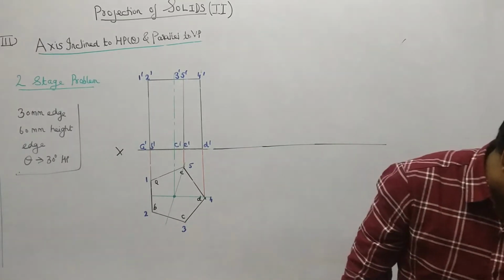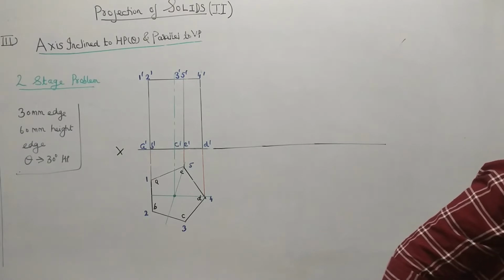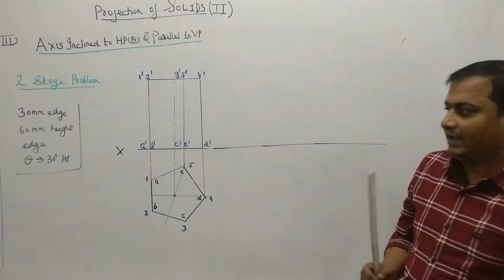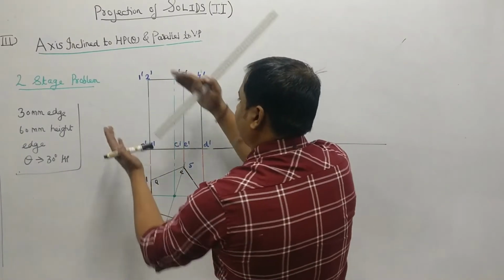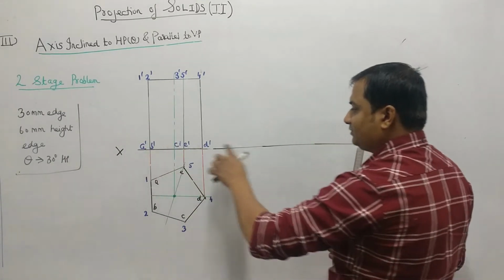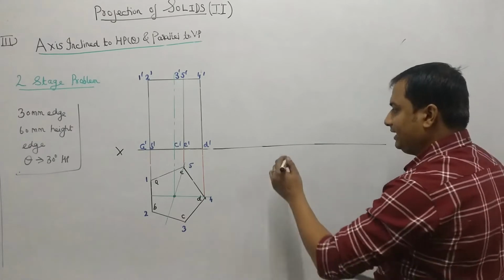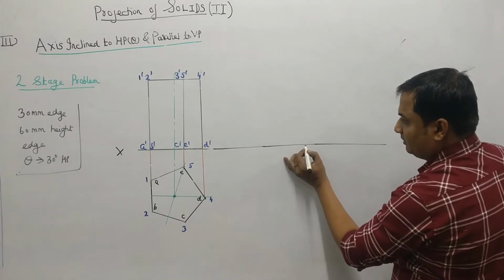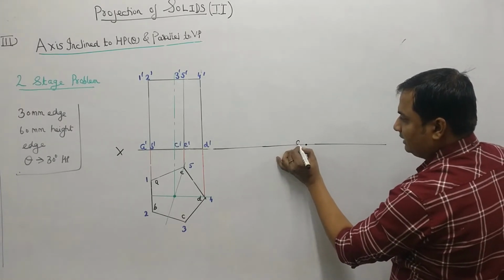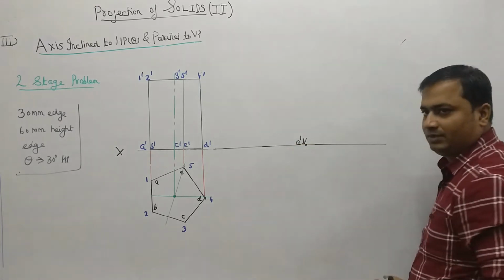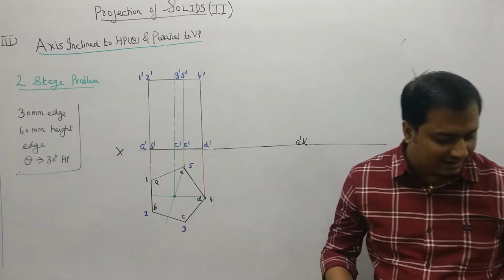So I am going to use one geometrical concept. The aim is to tilt this rectangle. This A dash B dash should stay on the xy line by itself. This will rotate, A dash B dash will remain there. So I will be taking one point here. Suppose this is A dash B dash. So take any point, name it A dash B dash.